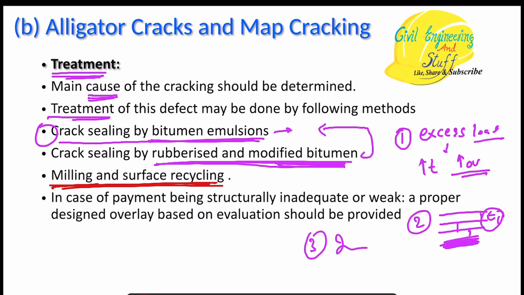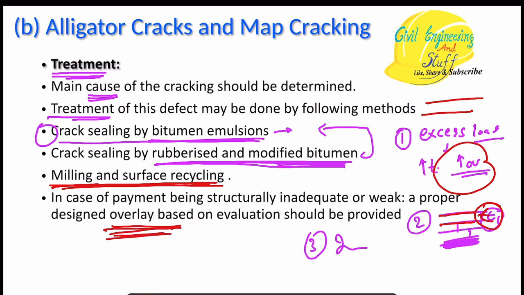And if the core reason for the generation of alligator cracks is structural inadequacy, that is, if the thickness is less or the loading has been increased abruptly, or we find that the load the pavement is taking is way more than what we had anticipated, then basically we have to design an overlay. We have no other option. We have to design an overlay, right? And if required, redesign of the full pavement may be required.